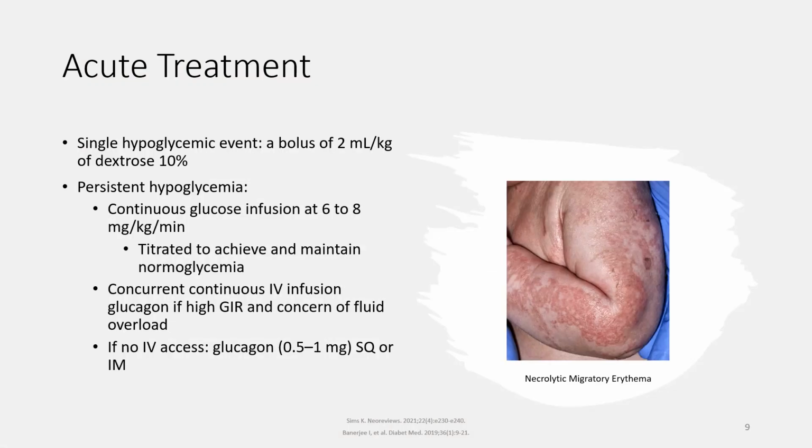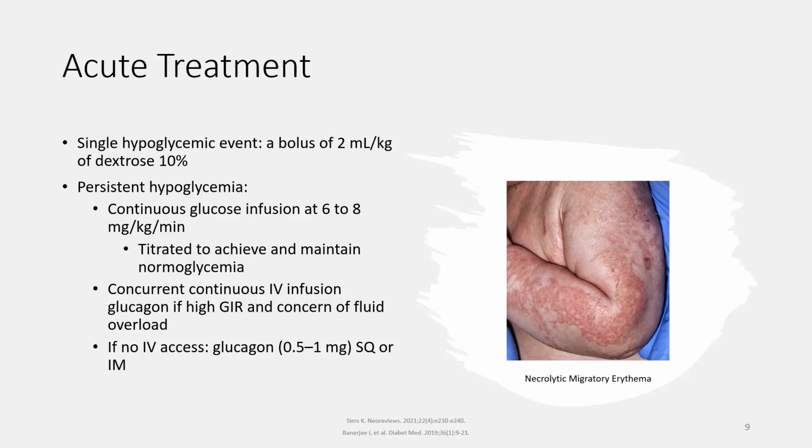Now, how do we treat this acutely? Of course, if it's a single hypoglycemic event, we would give them a bolus of 2 mL per kilo of dextrose 10%. If they have persistent hypoglycemia, then we would start them on continuous glucose infusion at 6 to 8 milligram per kilo per minute. That is also titrated to achieve and maintain normal glycemia.